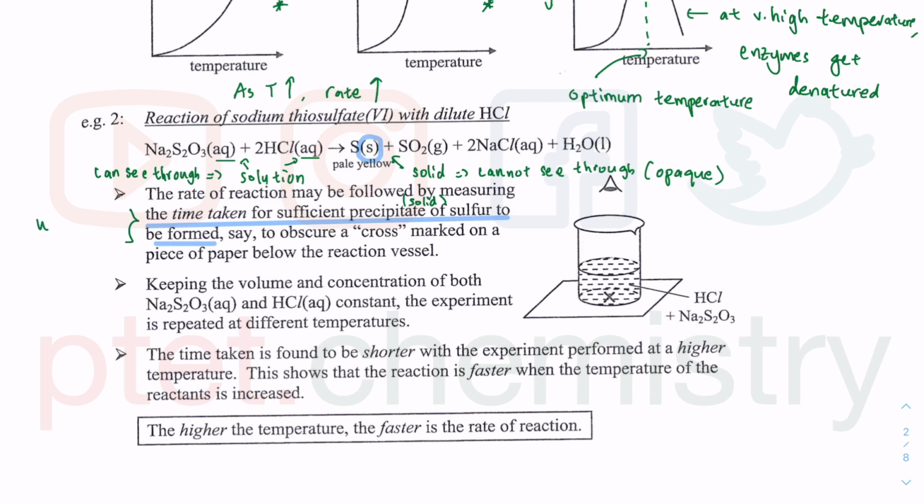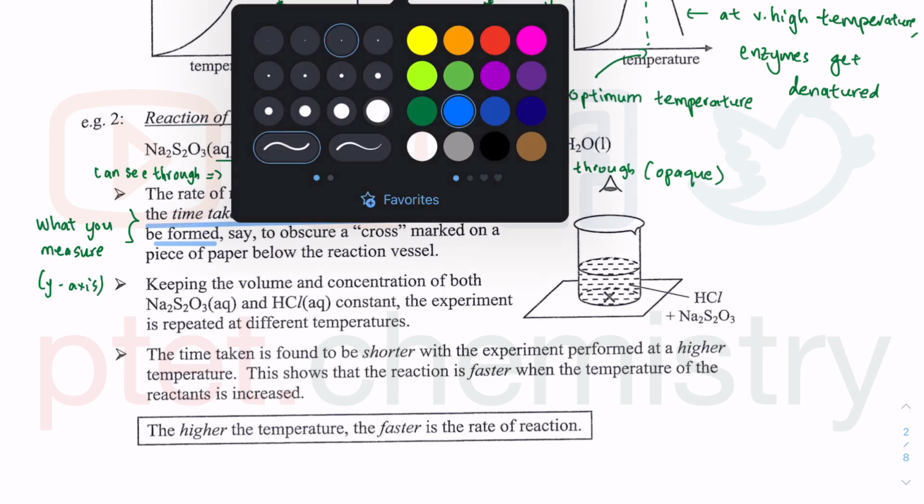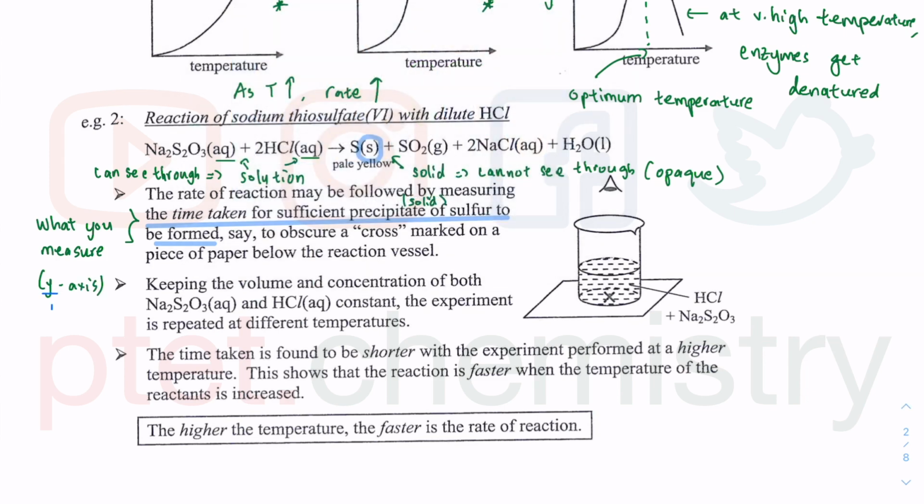What you measure, remember, is on the y-axis. This is on the y-axis. Why are you so dependent? So the y-axis is what you measure. What you measure is called the dependent variable.